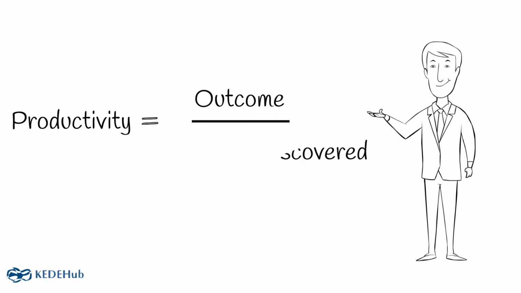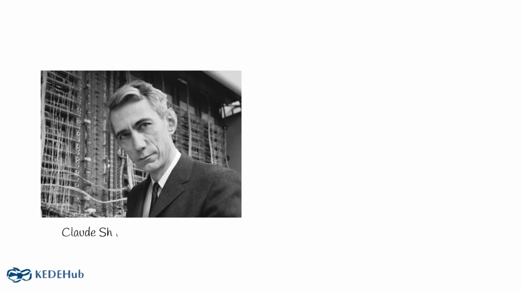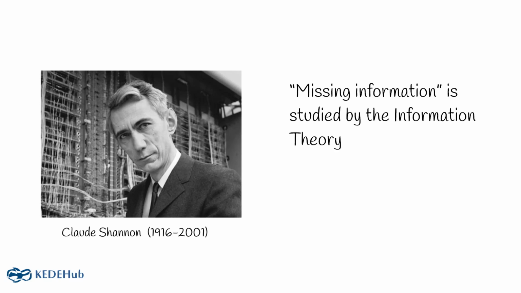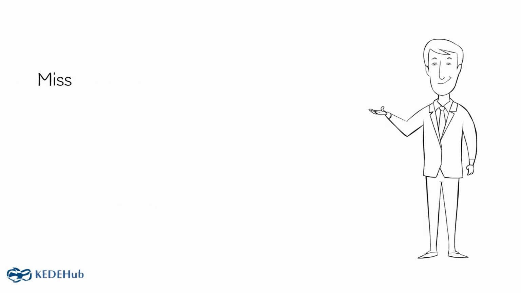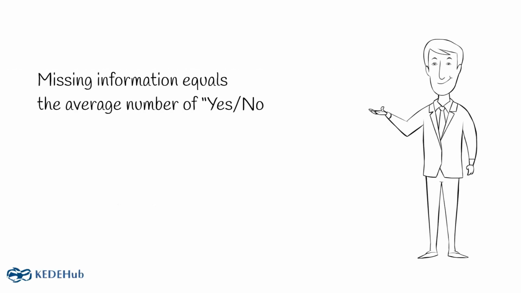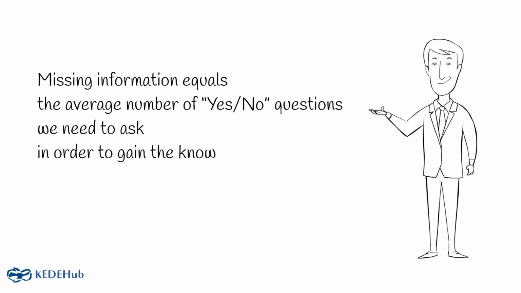We know that knowledge discovered equals missing information acquired. Hence we can change our productivity formula to read: the less missing information acquired when producing the outcome, the more productive a software development process is. Missing information is studied by the information theory. Shannon's formula calculates the missing information, H, as missing information equals the average number of yes/no binary questions we need to ask in order to gain the knowledge needed.